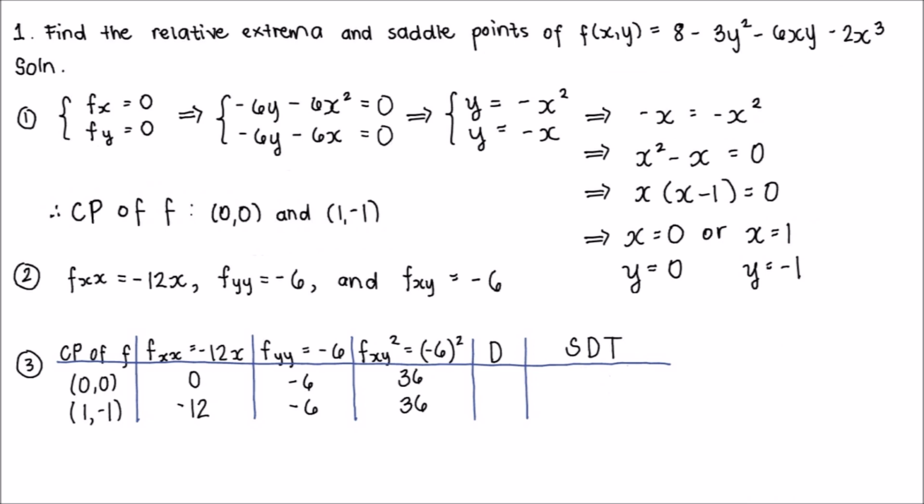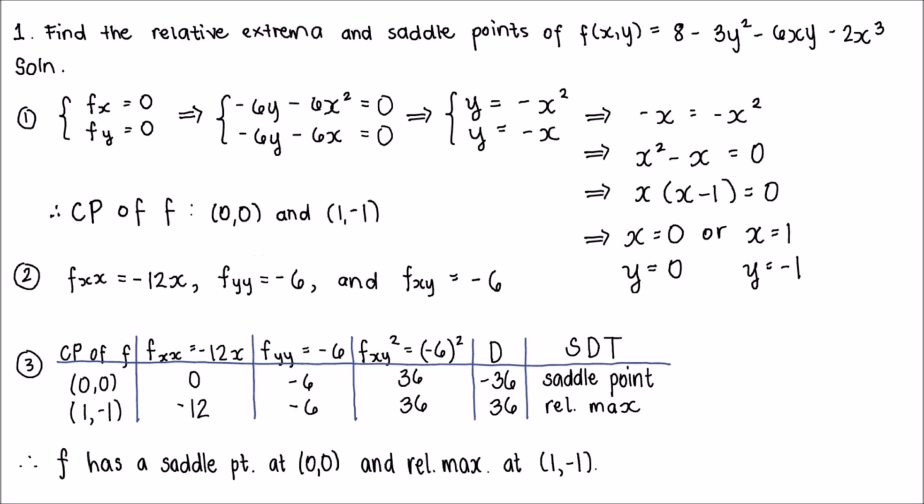Now to compute D, we multiply 0 and negative 6, so that is 0, then subtract 36, so we get negative 36. Similarly, for the second point, negative 12 times negative 6 is positive 72 minus 36, so we write positive 36. Then let us use the second derivative test. For the first point, D is negative, so we get a saddle point. For the second one, D is positive, and f sub xx is negative, so we have a relative maximum. Therefore, our conclusion is f has a saddle point at the origin and a relative maximum at (1, negative 1).